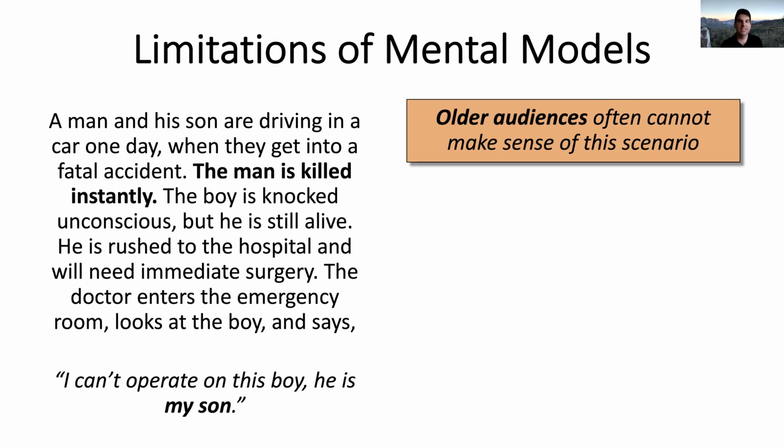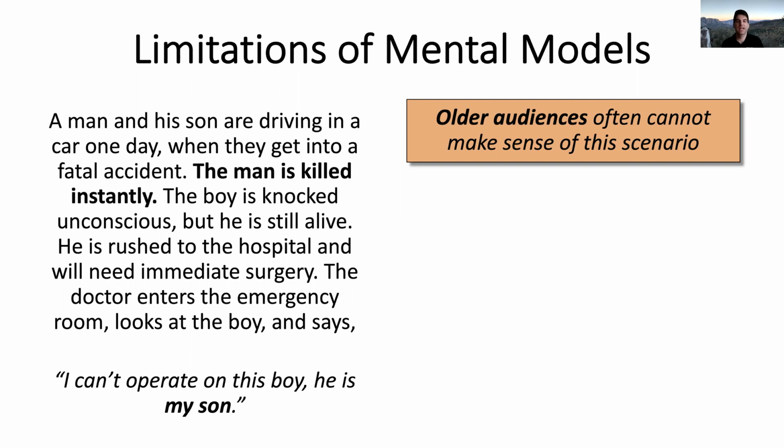Now, older audiences, when they read this, their mental model of a relationship was a heteronormative relationship, man and woman, and their mental model of a doctor was that doctors could only be men. If that is your mental model of the world, you cannot make sense of these data, because you'd say, but the man was killed. So if the man was killed, then the doctor must have been the father, but then that would mean the doctor was killed, and it just wouldn't make any sense.